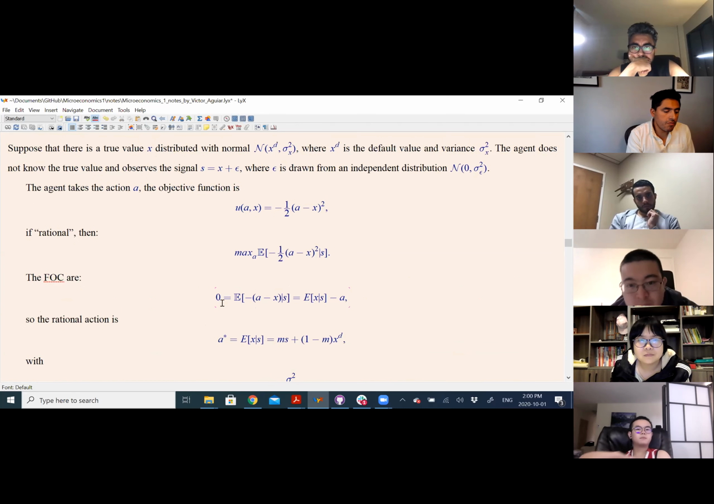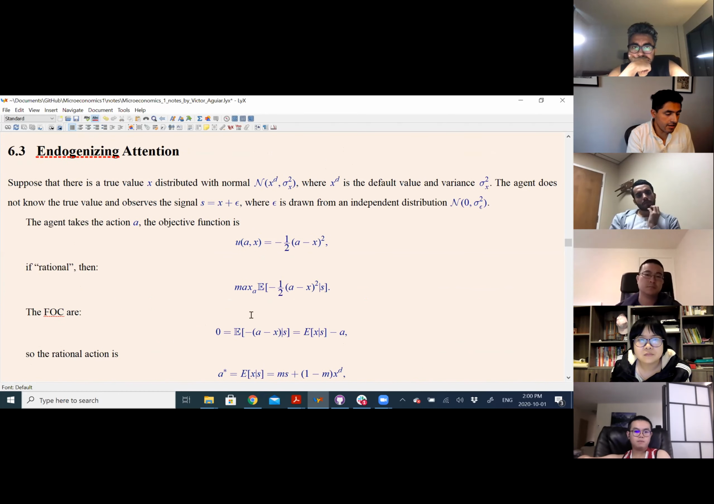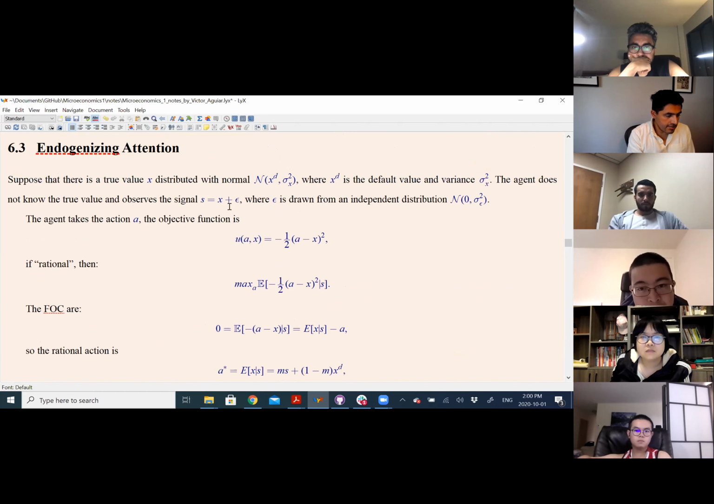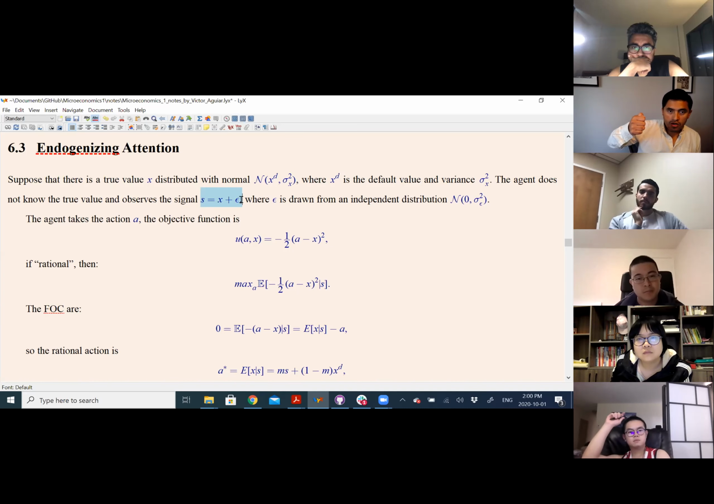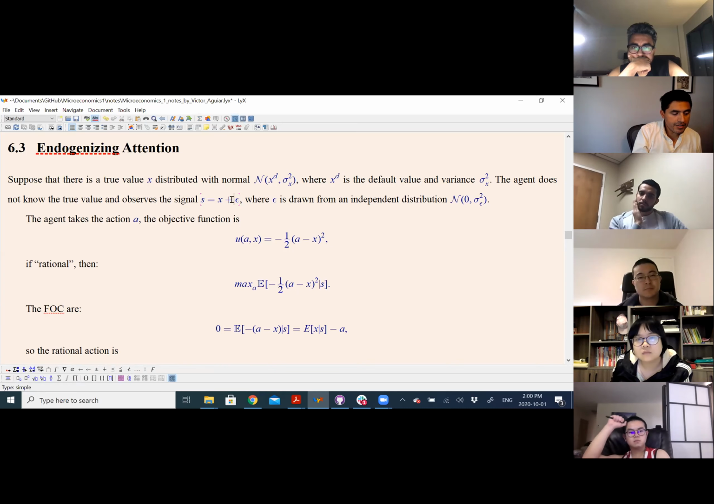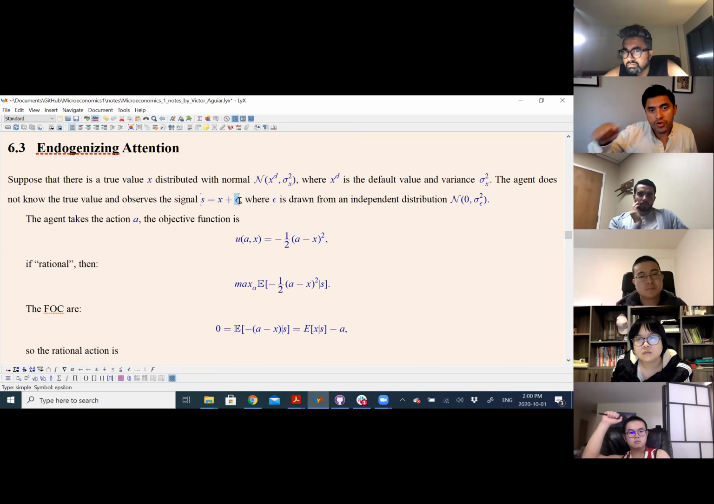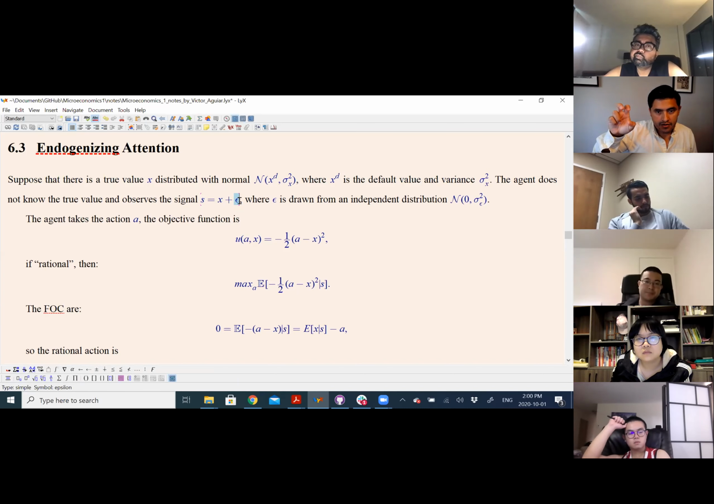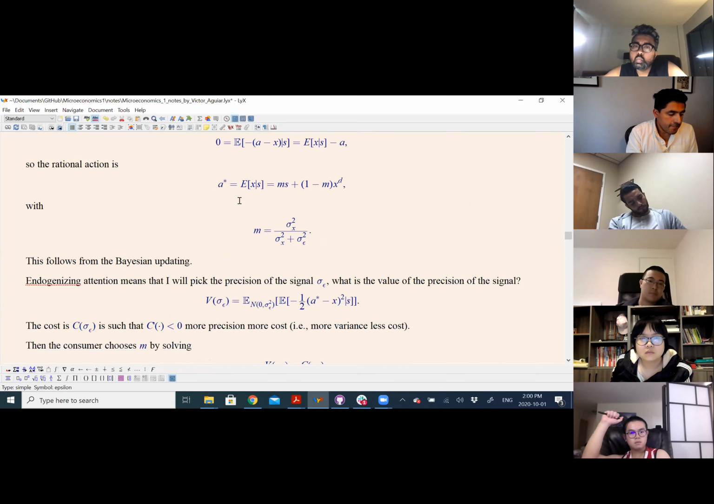So the model of attention that we're doing is that we have this x plus epsilon here, and then the agent is going to pick how precisely I'm going to look at x, by choosing the variance of epsilon. In particular, if I choose sigma epsilon equal to 0, it means that I choose to be super attentive, so I'm going to learn exactly x. And if I choose sigma of epsilon to be infinity, I am telling you that I'm going to be super inattentive, so I'm not going to learn anything beyond the mean.